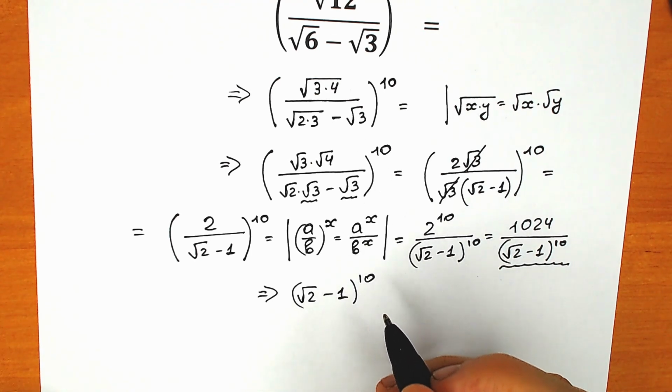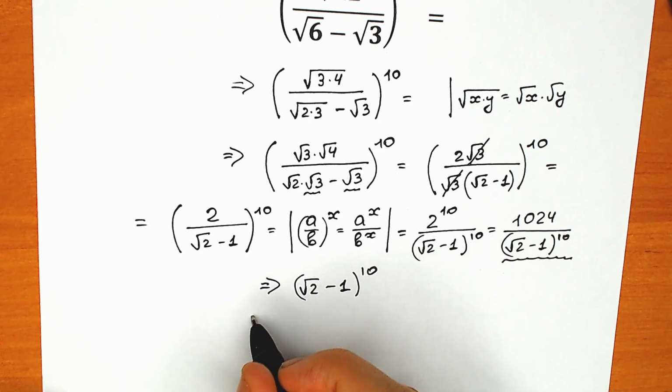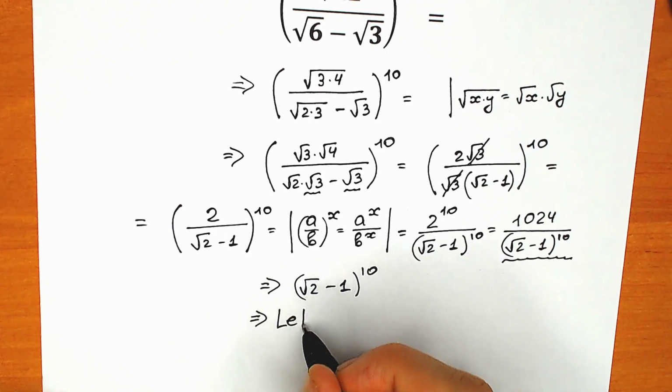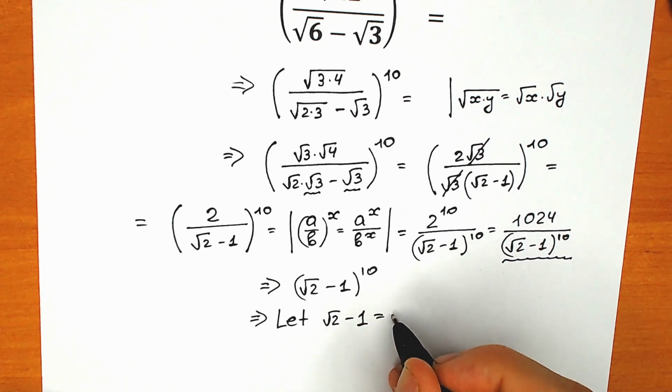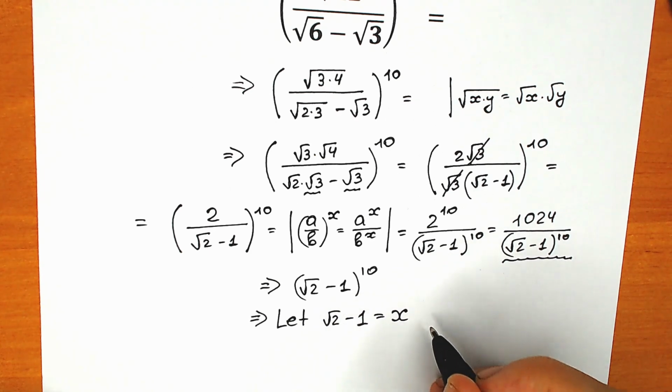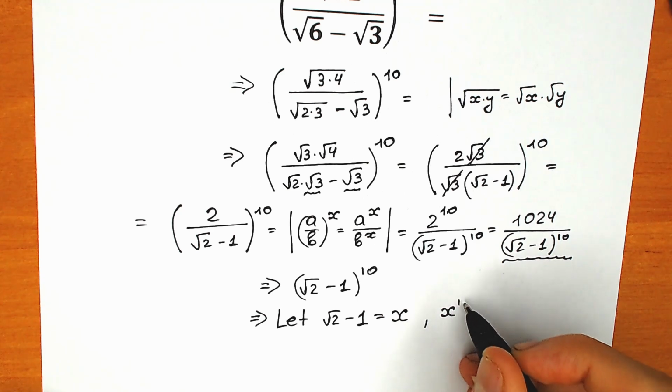First of all, I'm gonna show you a really great substitution method. So let's do this. Let this square root of 2 minus 1, this expression inside parentheses, be equal to x. So as a result, we need to find x to the power 10.